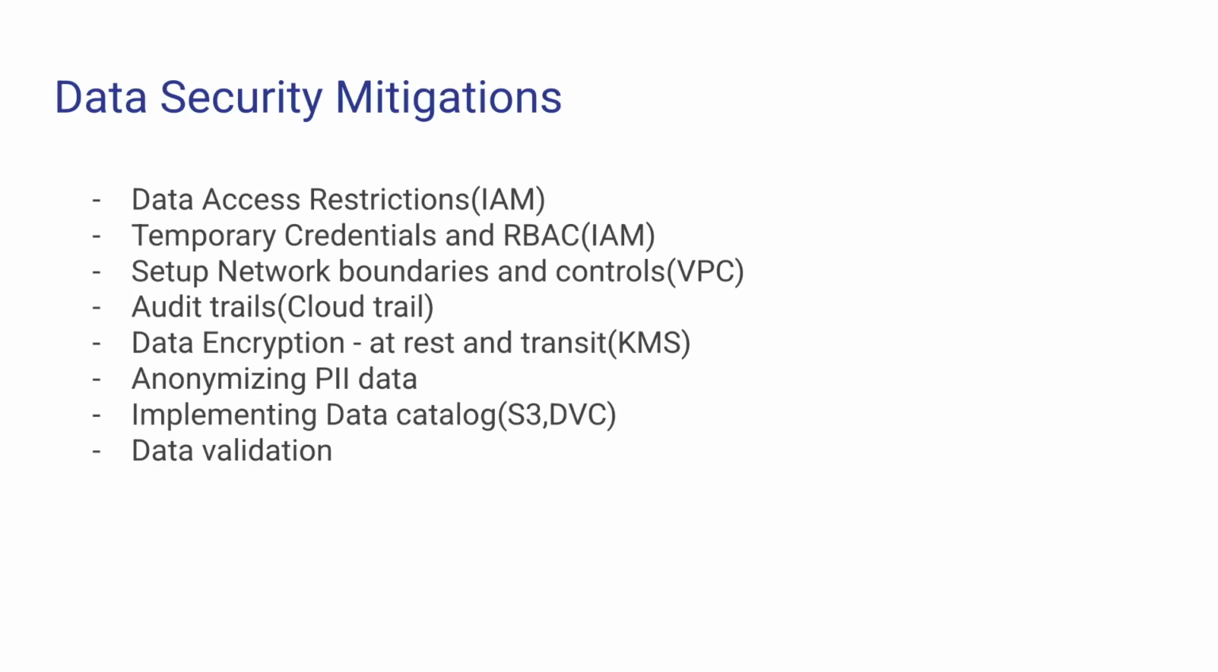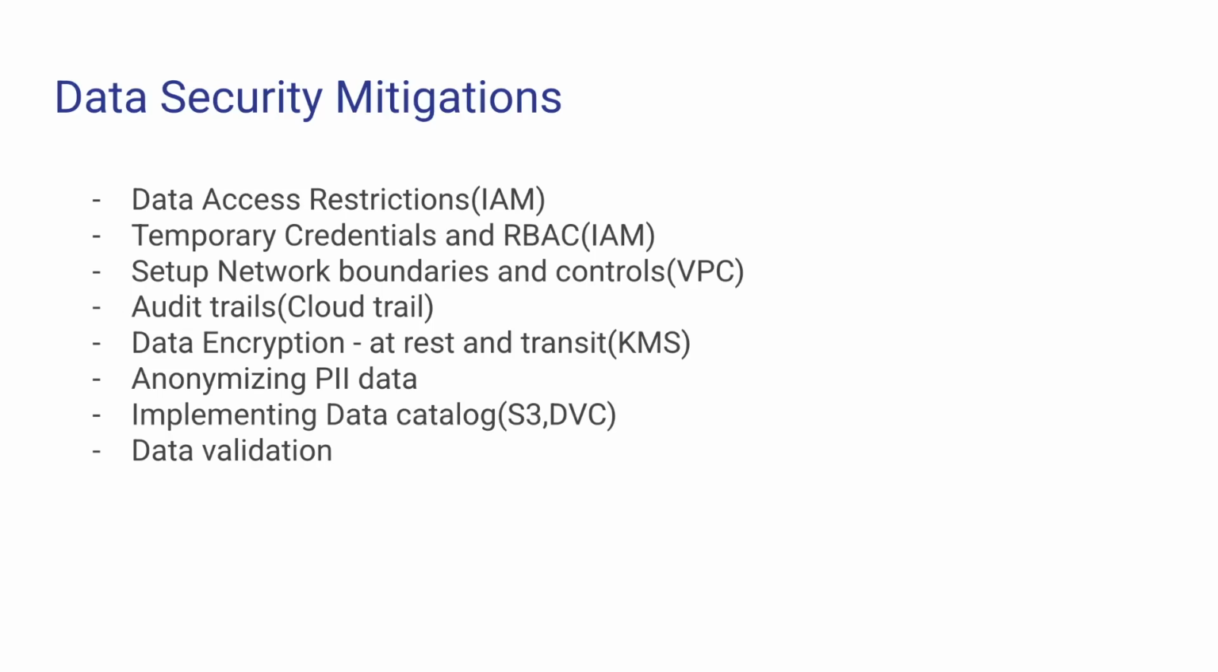Next, we look at setting up network boundaries and controls, VPCs, which allow us to isolate our environment. This way, we are able to perform our experimentation and do any other similar work within a controlled environment without having to pass through the public internet.